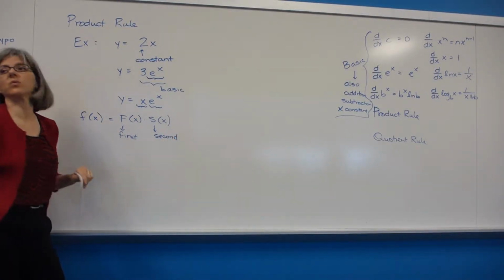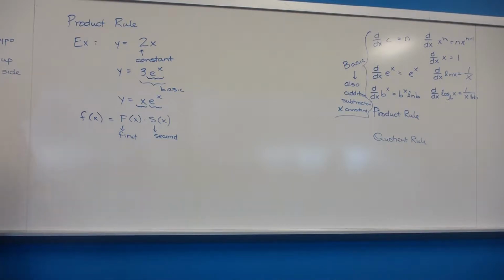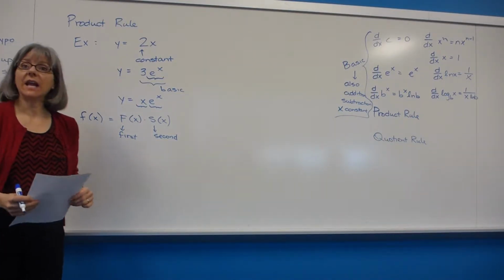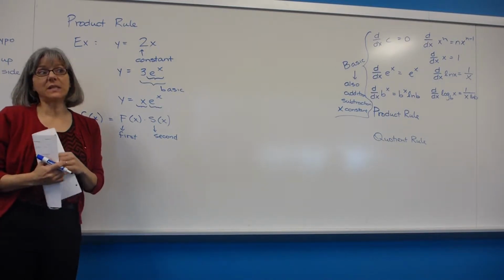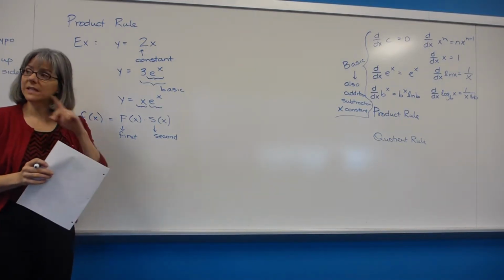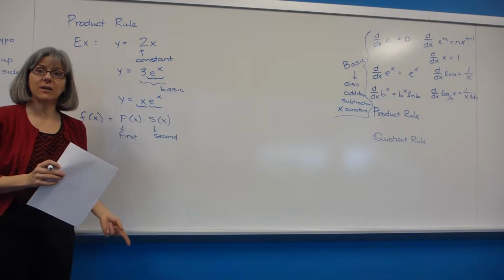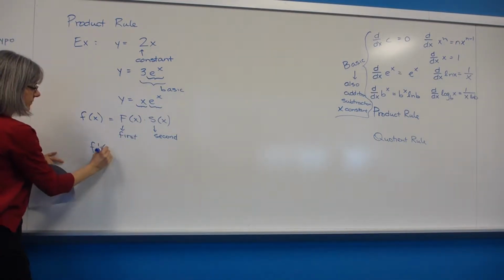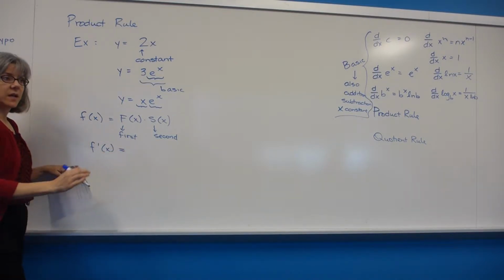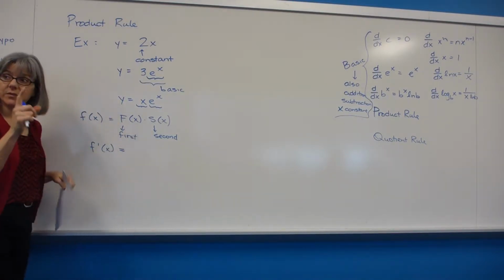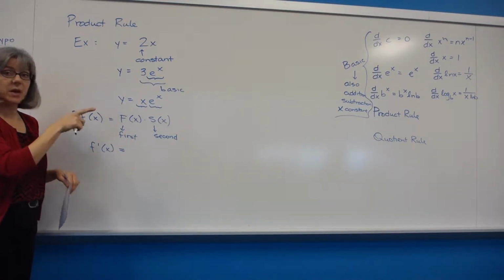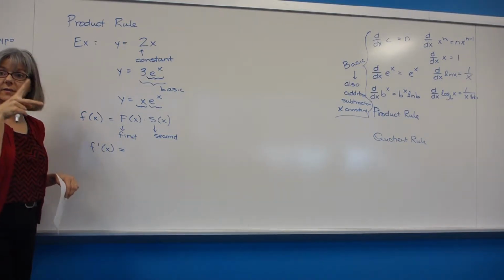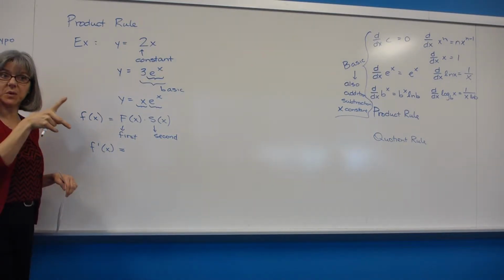Because when you do this rule, you're going to say these words in your head. I still do, and I've been doing this a really long time. You're going to say, first times derivative of the second, plus the second times the derivative of the first. And you're going to say that in your head while you're writing it down. So let me just give you the rule then. So the rule is this. It has two pieces, both the quotient rule and the product rule, and next time the chain rule all have two pieces to them. Make sure you get them both.